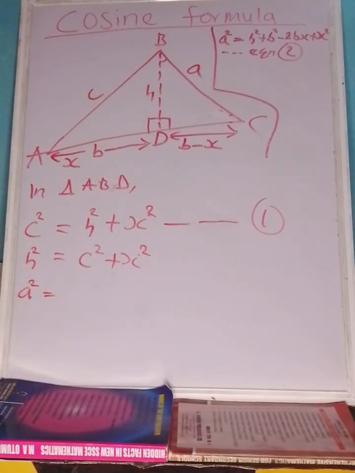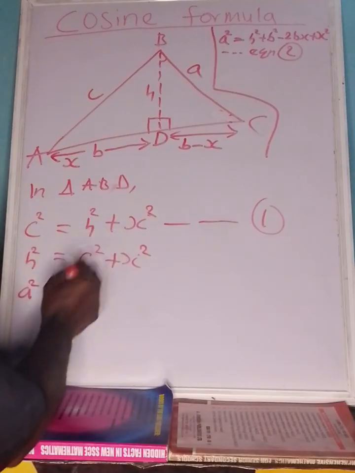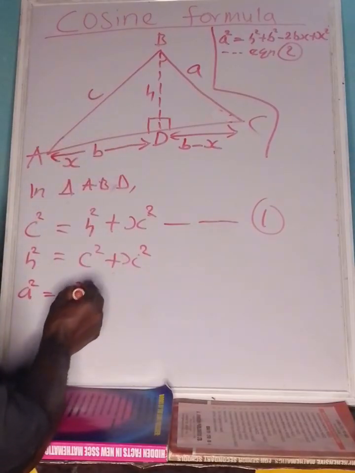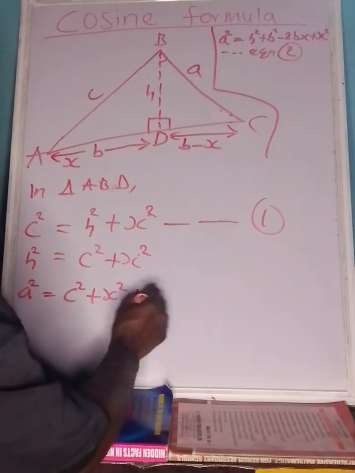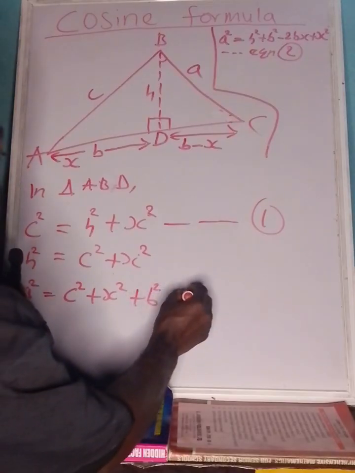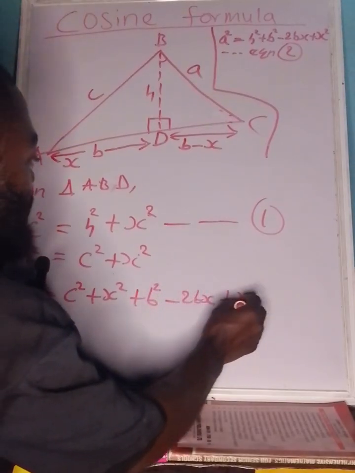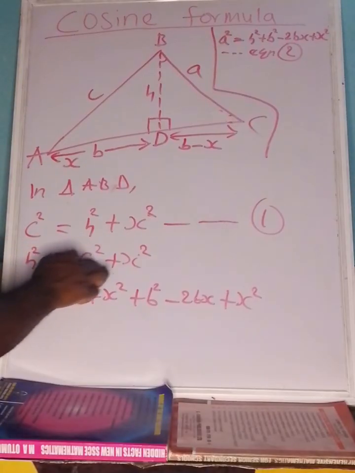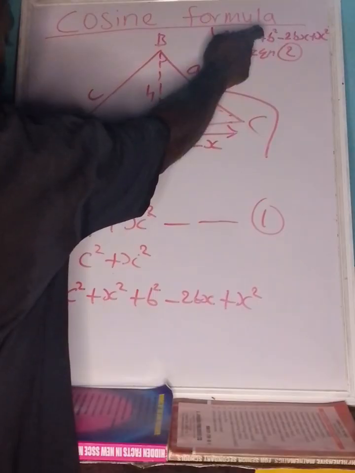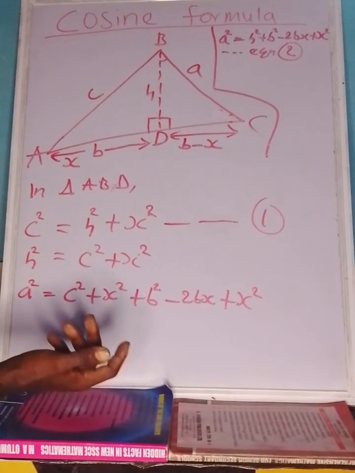Now, a squared is equal to... now that our h squared is equal to c squared plus x squared, anywhere we see h squared, we are going to replace it with what? c squared plus x squared. So instead of writing h squared, we are going to have c squared plus x squared, plus b squared minus 2bx plus x squared. Please look at what we did. Since they have told us that h squared is equal to c squared plus x squared, whenever we see h squared, we replace it with c squared plus x squared.